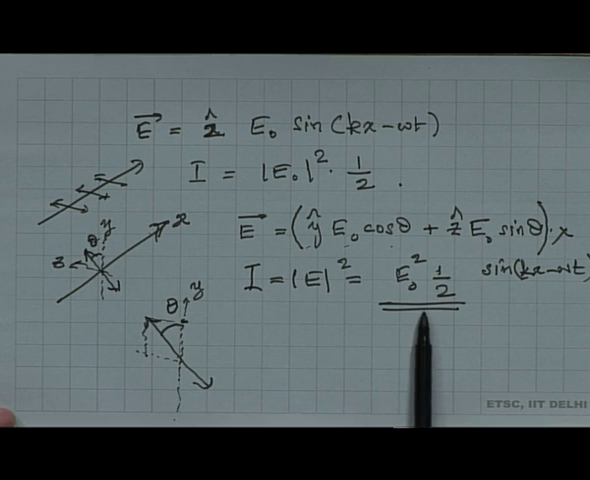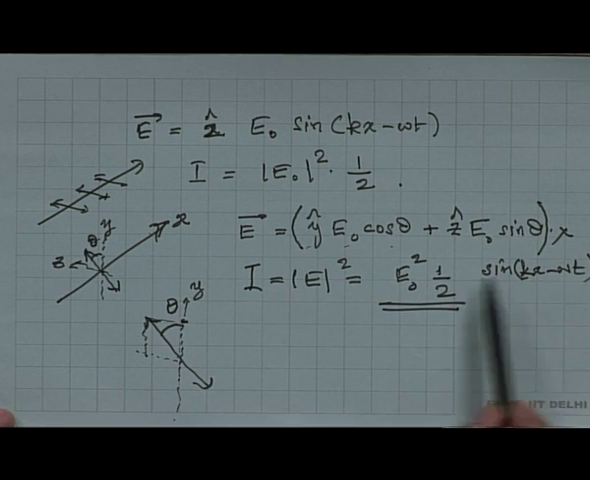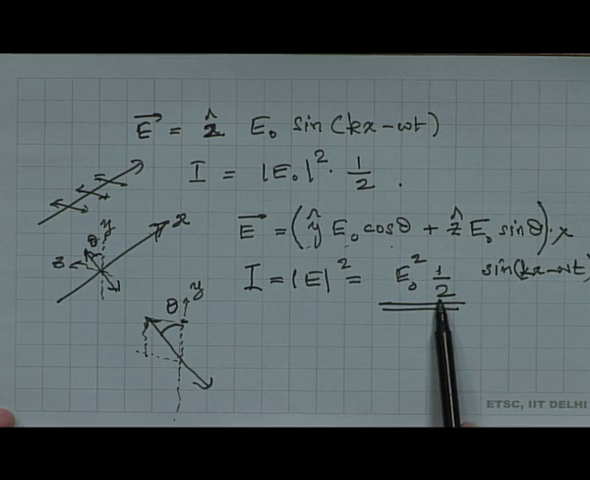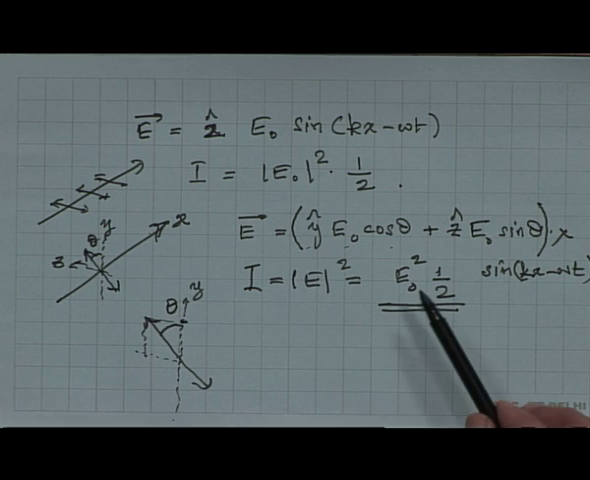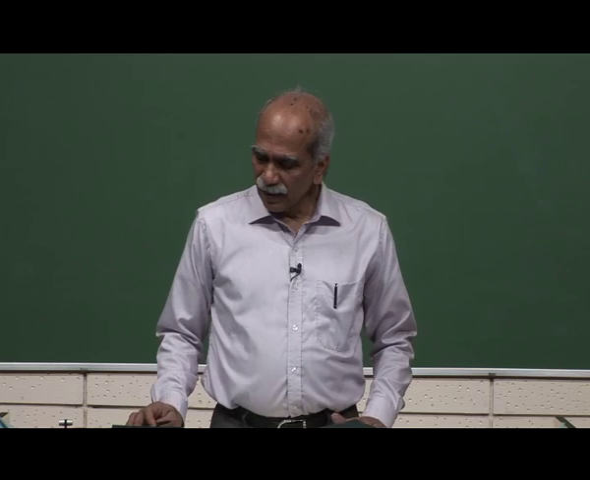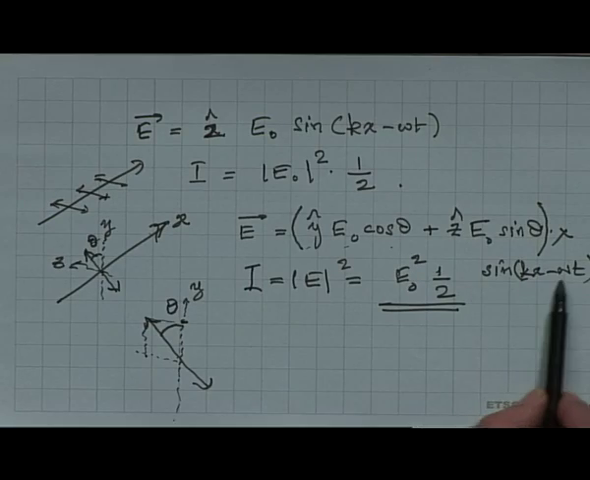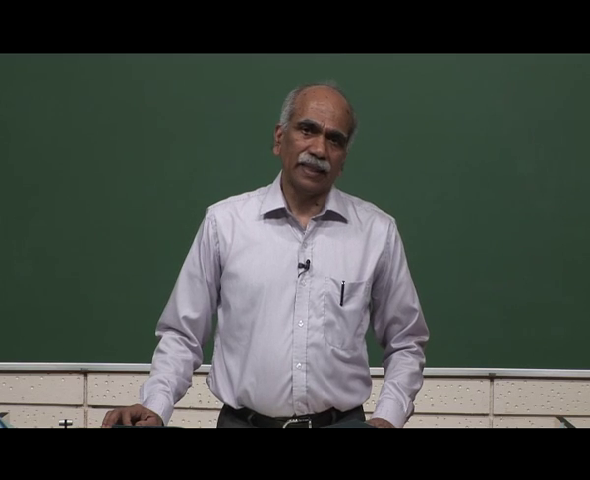All of them give the same E 0 square by half. And therefore, in the remaining discussion, the phase term simply gives you a factor half, otherwise there is no change. Therefore, in the remaining discussion and problems, we can drop the phase term and discuss only the amplitude variation in determining the intensity.